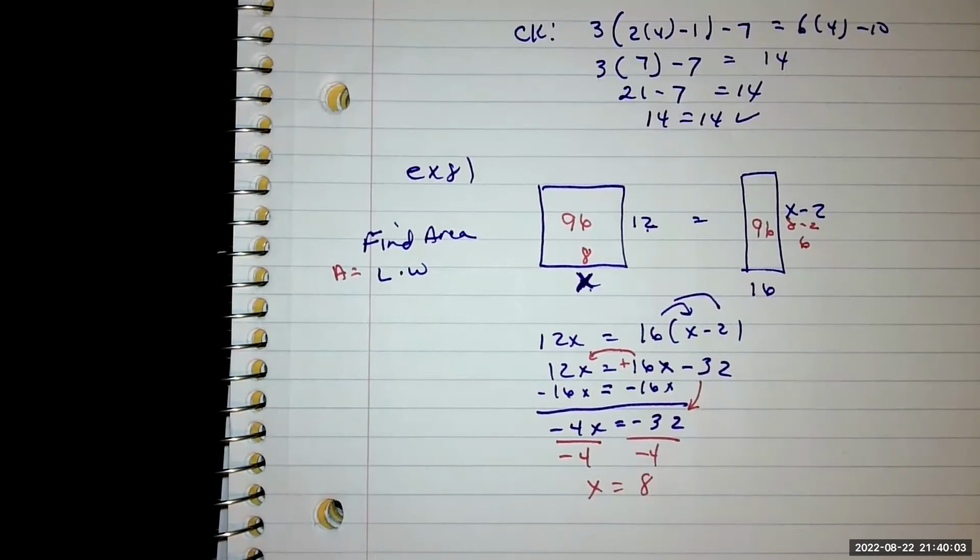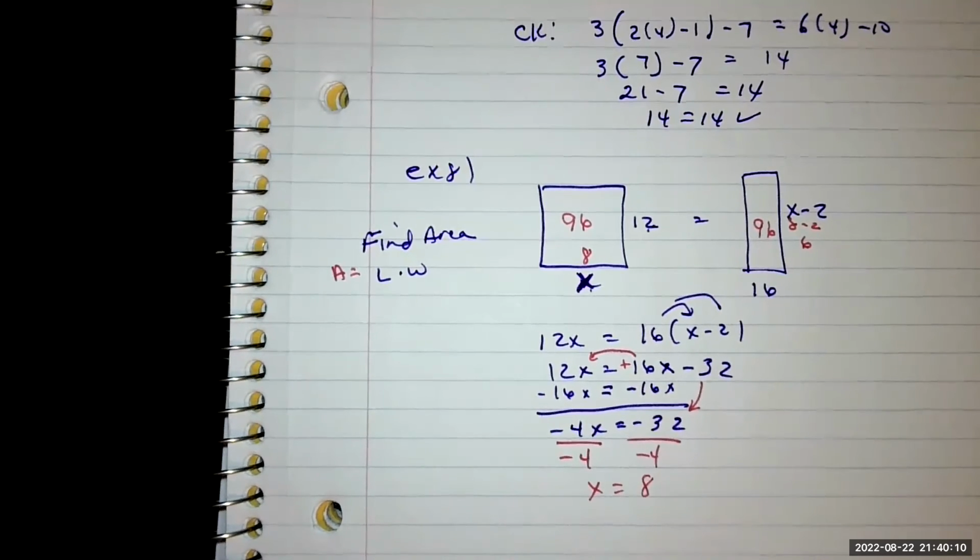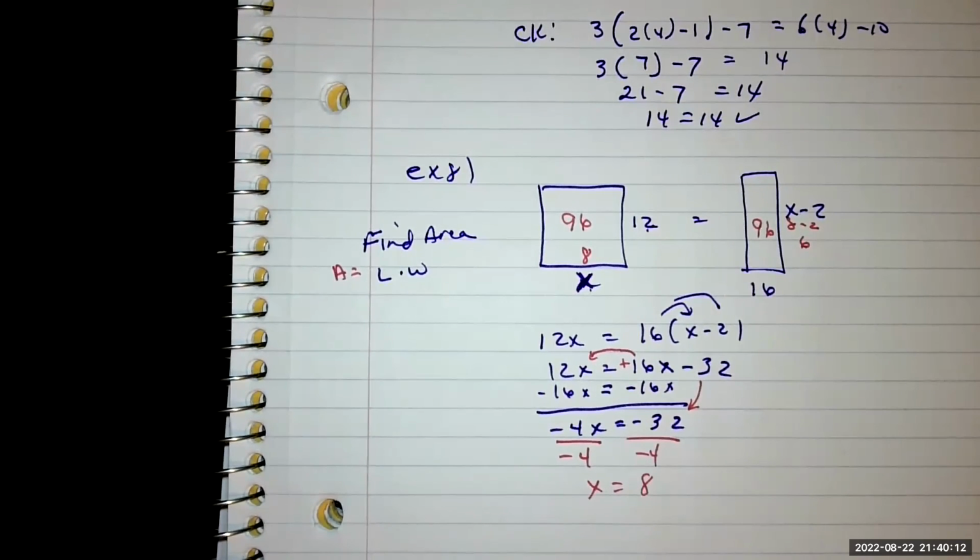All right. Hopefully that helps with the variables on both sides. I know it's really lengthy, but like I said, there are so many different ways that things could happen.